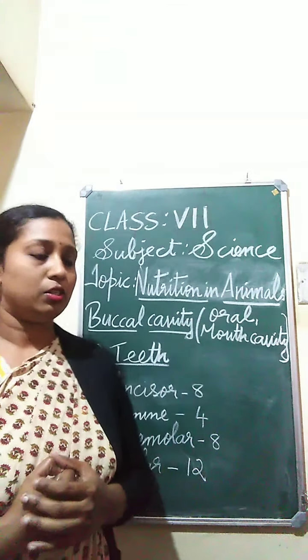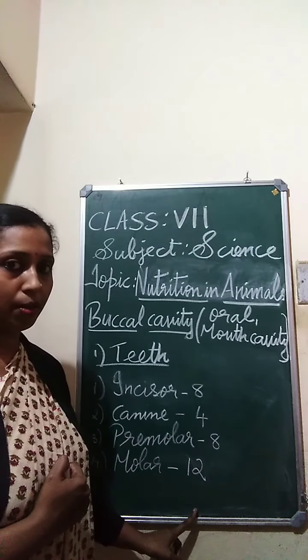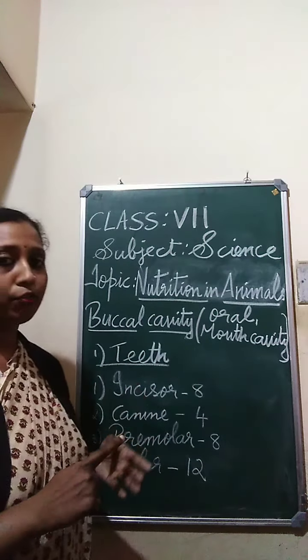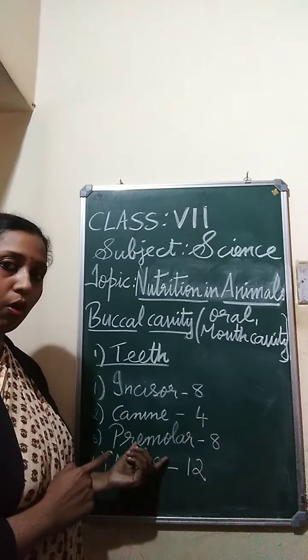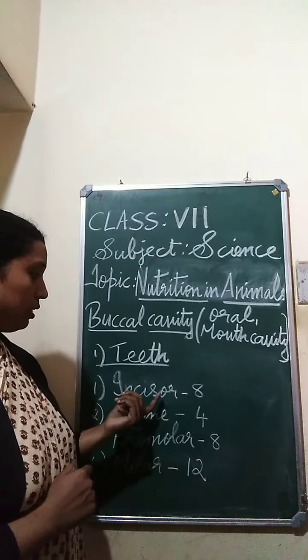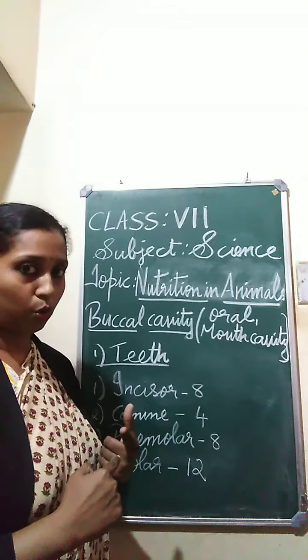Grind the food. So what is the total? Yes, the total is 32. There are 4 types of teeth: incisors, canines, premolars and molars. Incisors are 8 in number, 4 in the upper jaw and 4 in the lower jaw.